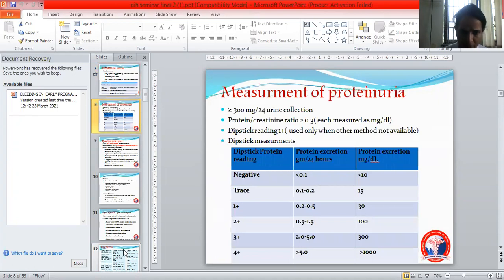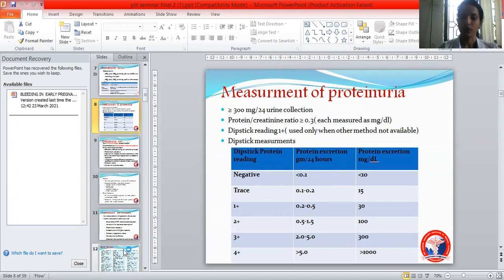So how exactly do we measure the proteinuria? Proteinuria can be measured in many methods. The most reliable, or the most diagnostic one, will be to do a 24-hour urine collection and look for the amount of protein in the whole sample. So if the measurement of protein is more than or equal to 300 milligrams in the whole 24-hour collection, then it is considered to be proteinuria.